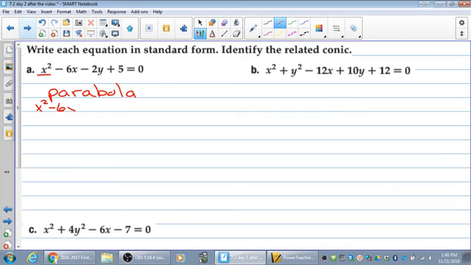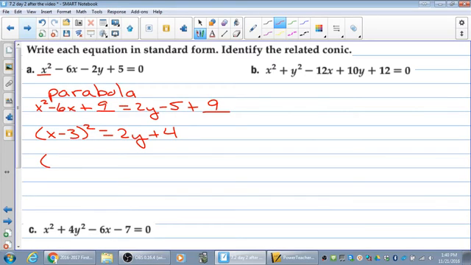x squared minus 6x plus something is equal to 2y minus 5 plus something. 6 divided by 2 is 3. 3 squared is 9. We have x minus 3 squared is equal to 2y plus 4. But that's not what we need. We need the coefficient of y, the one not squared, to be 1. x minus 3 squared is equal to 2 times y plus 2. There we go. That's the form that we're looking for. Parabola.